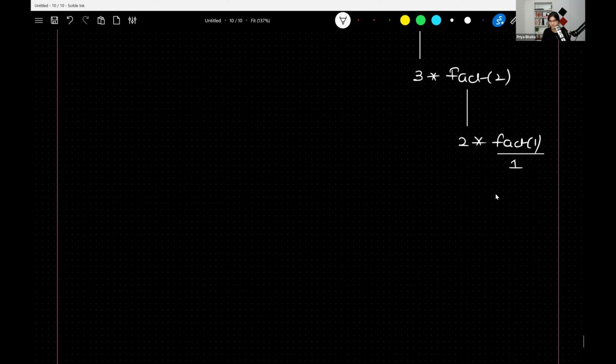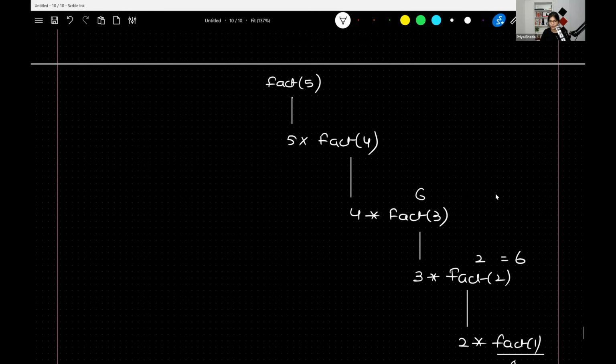So now the answer will be 2. 3 into 2 is 6. 6 into 4 is 24. 24 into 5 is 120. And that is where I will be able to get the answer.